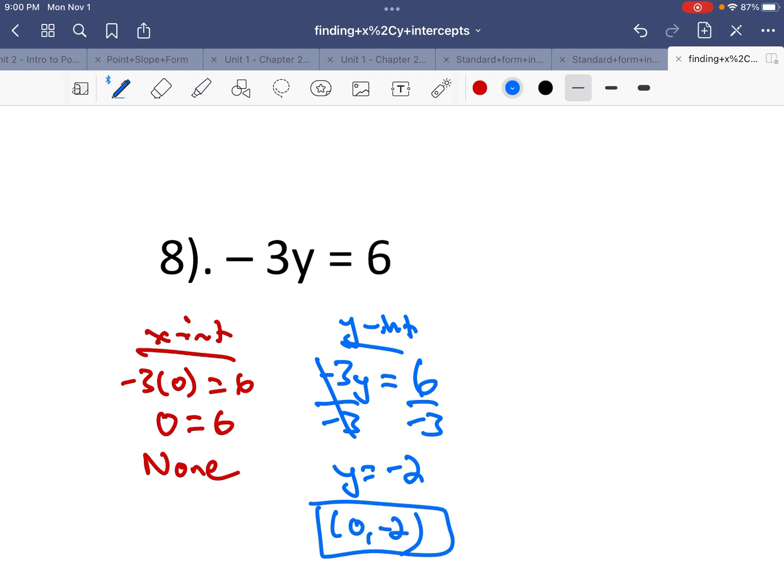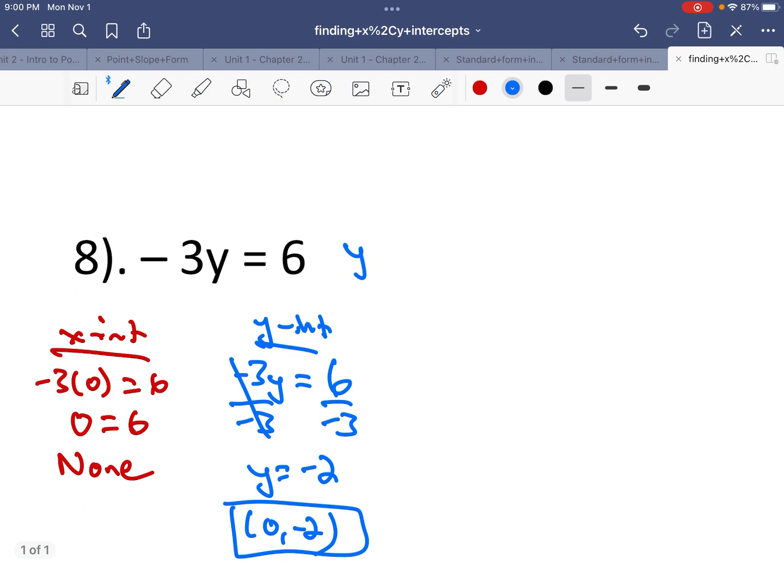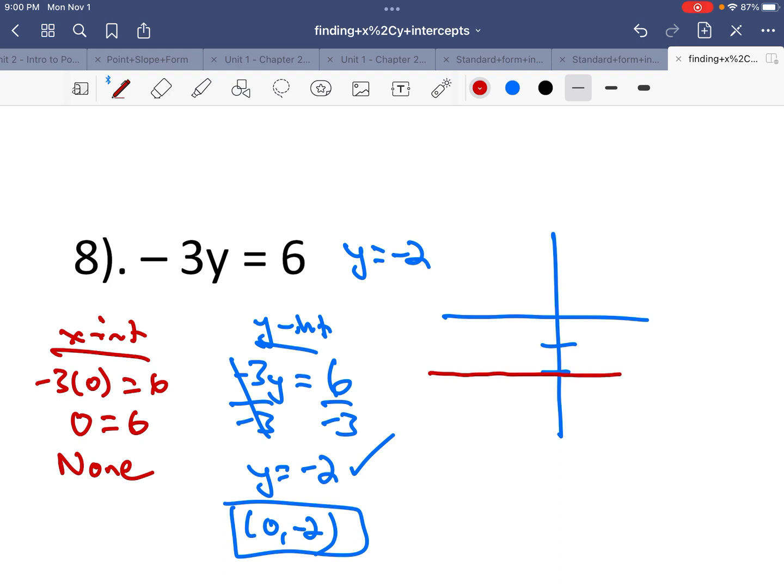So graphically, if I were to solve for y, this would be the equation y equals -2, as you saw right here on that check mark. So remember, that is the graph of a horizontal line that goes through -2 on the y-axis. As you can see, this has no x-intercept. All it has is a y-intercept.